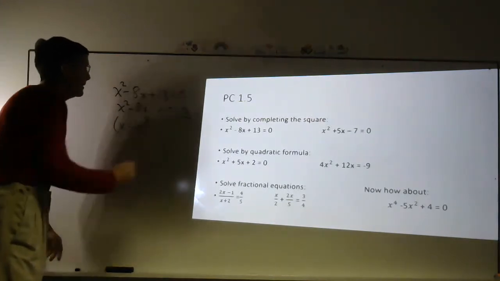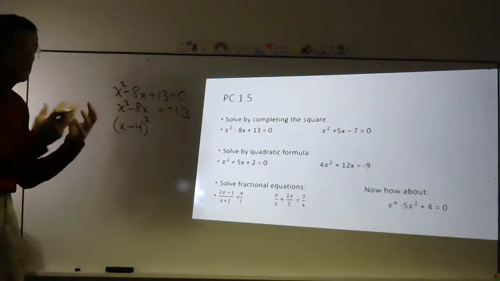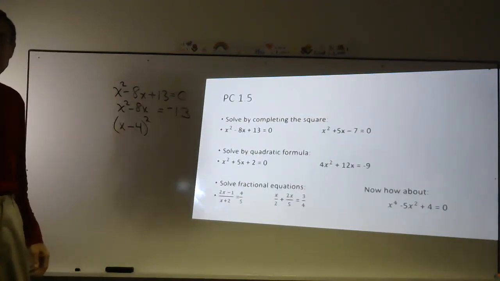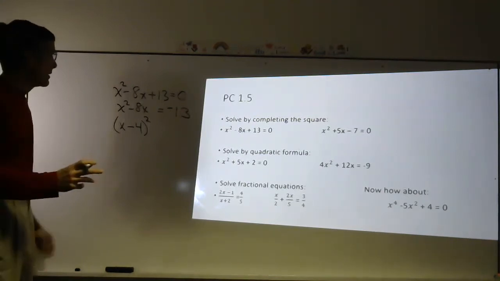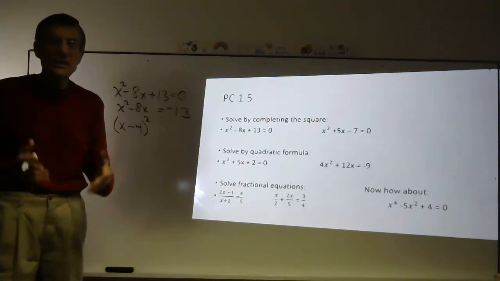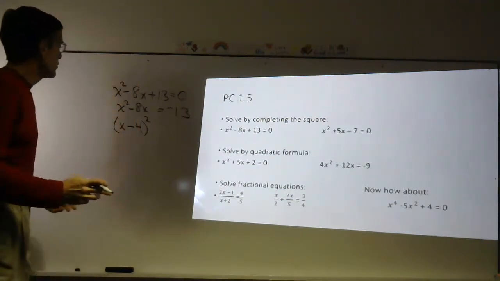Now, I claim x minus 4 quantity squared would complete the square. It would make a squared term out of that. All right? Let's check our work. And this is the one step that people mess up time and time again, and it irritates the heck out of me. You always have to check your work.